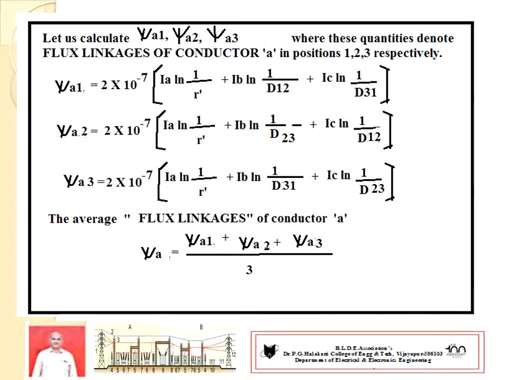In a similar fashion, Psi A3, that is the flux linkage of conductor A at third position, may be written as 2 into 10 to the power of minus 7 [Ia ln 1 by r dash plus Ib ln 1 by D31 plus Ic ln 1 divided by D23]. The average flux linkage of conductor A: Psi A, that is the flux linkage with conductor A, is equal to the average of all these three positions, Psi A1, Psi A2, Psi A3 divided by 3.